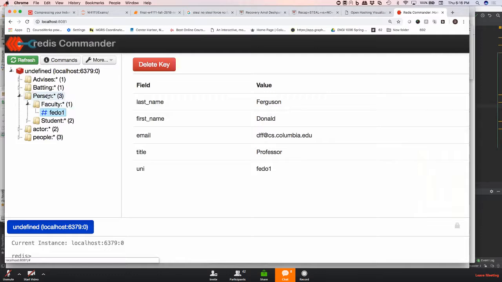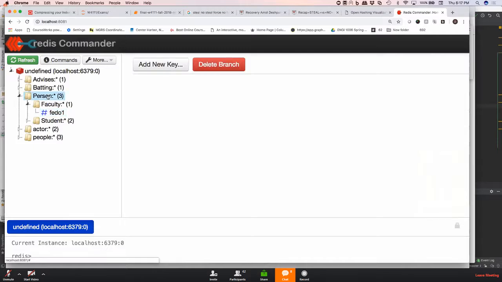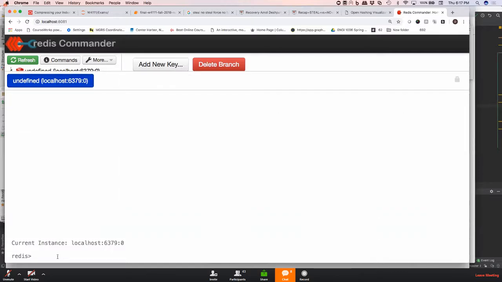This is such a common pattern that these are called branches. The fundamental thing people do is they taxonomize things. The person, well, there's two types of people. There's a student and a faculty. Right, this can keep going. How do you find all of the faculty?